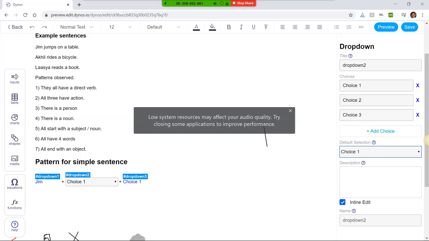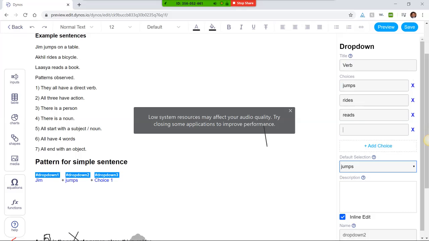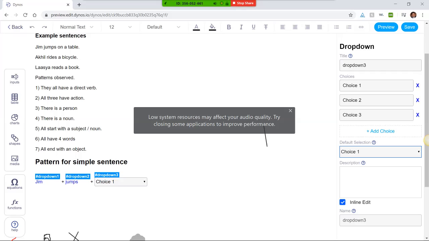Now for drop down 2, what would be drop down 2? So this is a verb. So jumps, rides, and reads. Jumps, rides, and reads, right? Anything else? So eats. Okay. So now for drop down 3, we have object here.